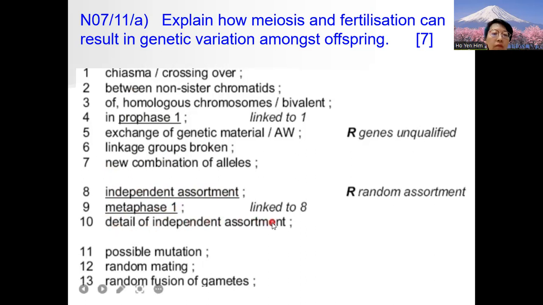Detailed independent assortment. That means every pair of homologous chromosomes has got 2 ways to arrange at the equator. So the total number of different ways to arrange is 2 power n, where n is the number of pairs of homologous chromosomes. Then mutation, random mating, random fusion of gametes. So all these are the methods to produce genetic variation among the offspring. Offspring means the next generation, the children of the father and mother. It's called the offspring. Okay.